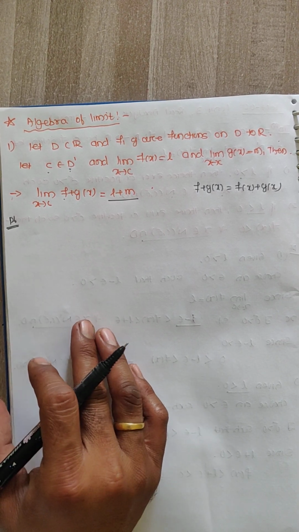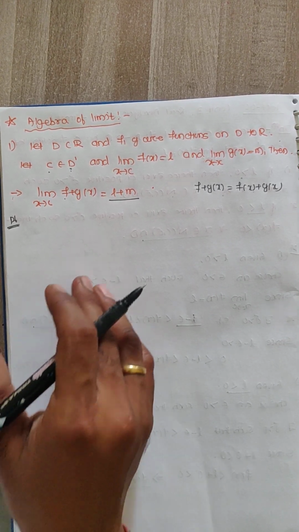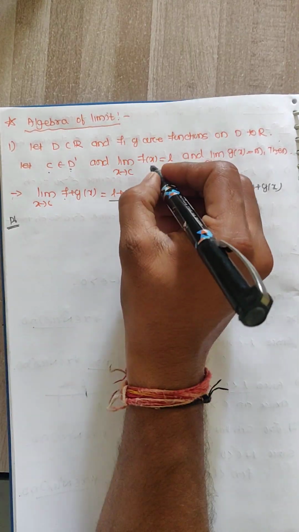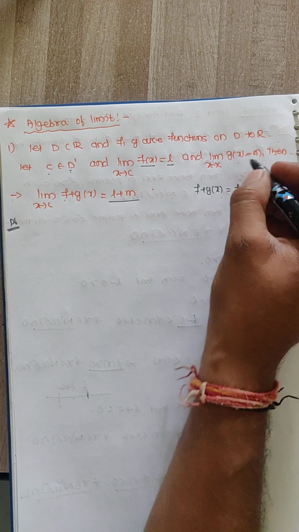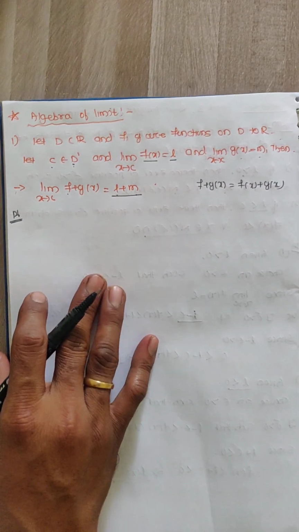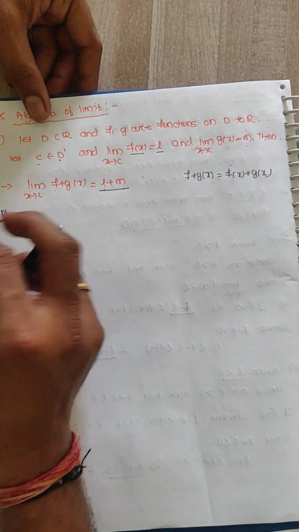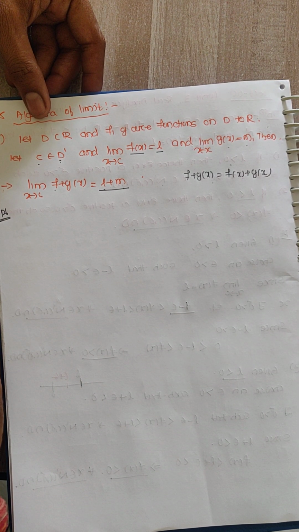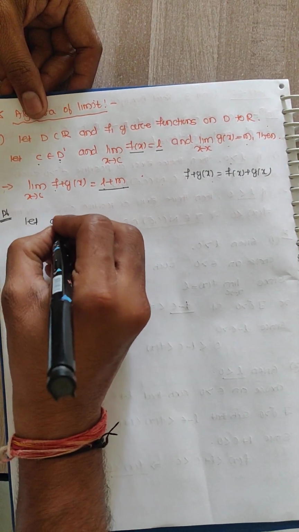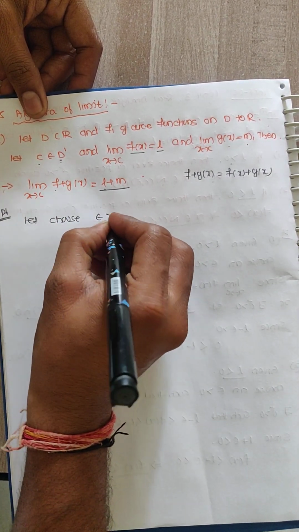Algebra of the limit means we will see what is the addition, subtraction, multiplication and division of two limits. So if the function f(x) goes to L, g(x) goes to M, then the sum of the functions goes to L plus M. We'll prove this one. Okay, given this, let us choose epsilon greater than 0.